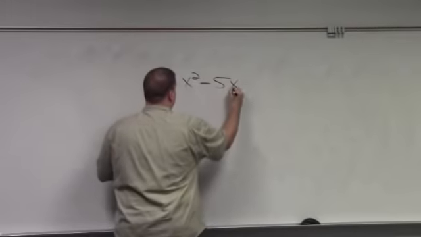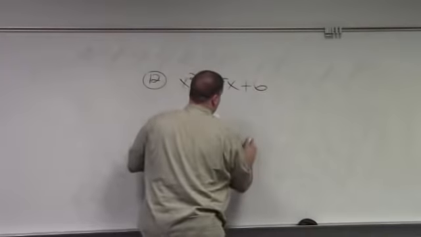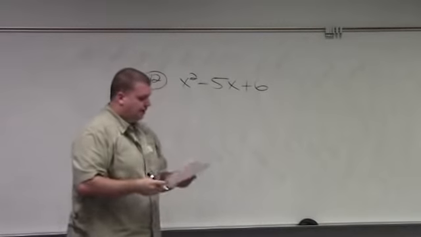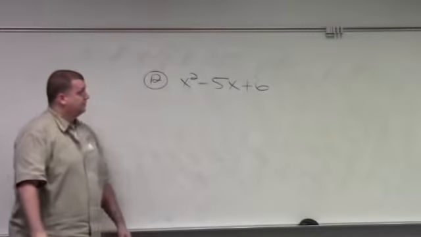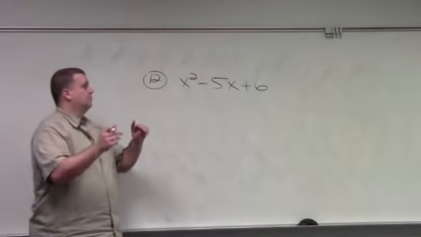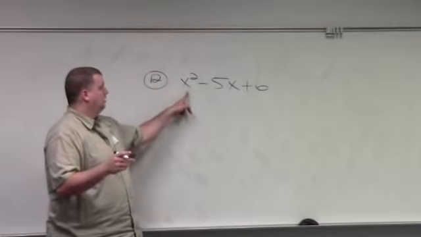Is there a greatest common factor? No. How many terms are there? Is it a perfect square trinomial? No, the leading coefficient is 1, and the first term is x squared, the last term is 3 and 3.